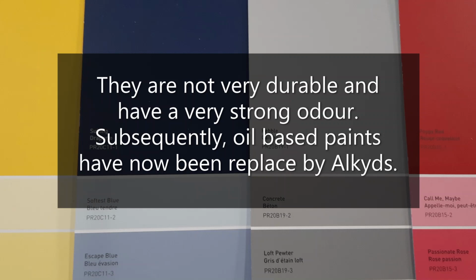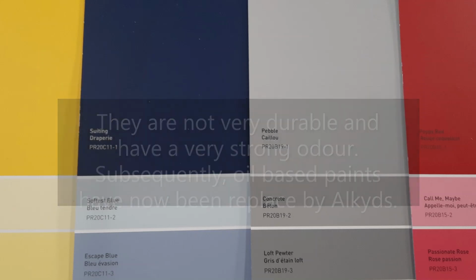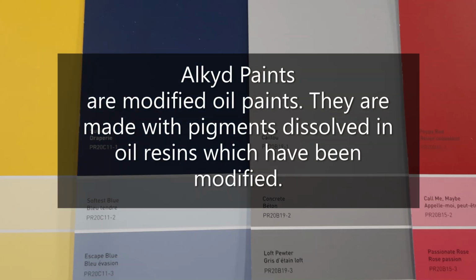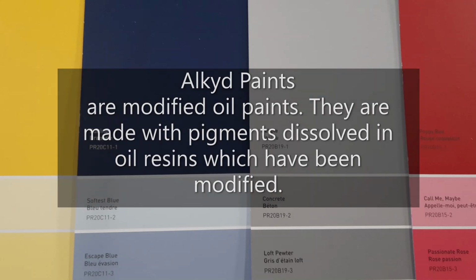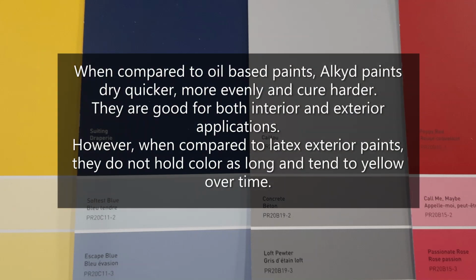They are not very durable and have a very strong odor. Subsequently, oil-based paints have now been replaced by alkyds. Alkyd paints are modified oil paints. They are made with pigments dissolved in oil resins which have been modified. When compared to oil-based paints, alkyd paints dry quicker, more evenly, and cure harder. They are good for both interior and exterior applications.